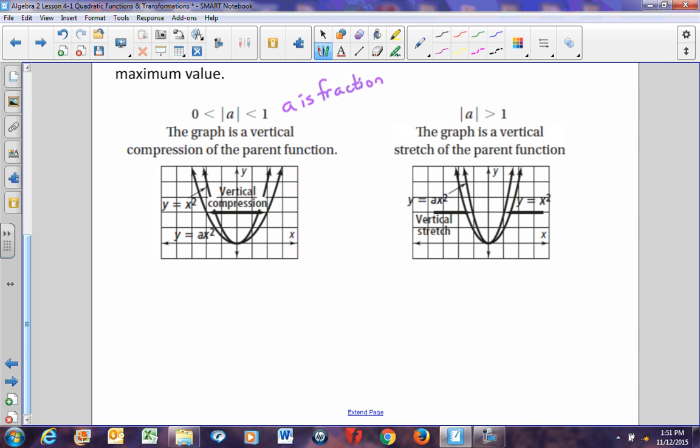So you have the general graph, and then you have the vertical compression. It's squishing it, it's compressing it, so remember the peanut butter is oozing out the sides, so it's getting wider. Now your vertical compression gets wider.